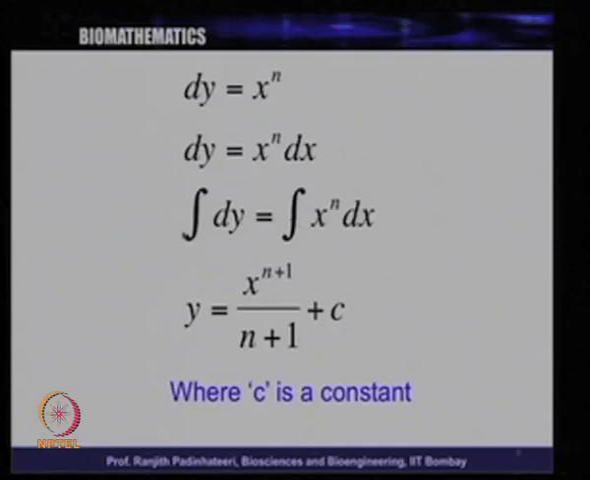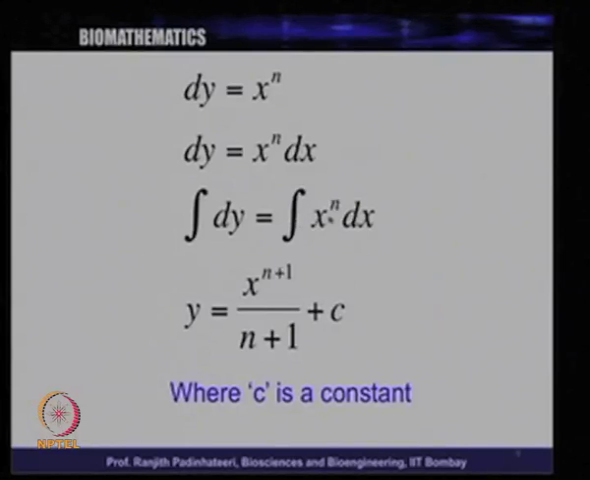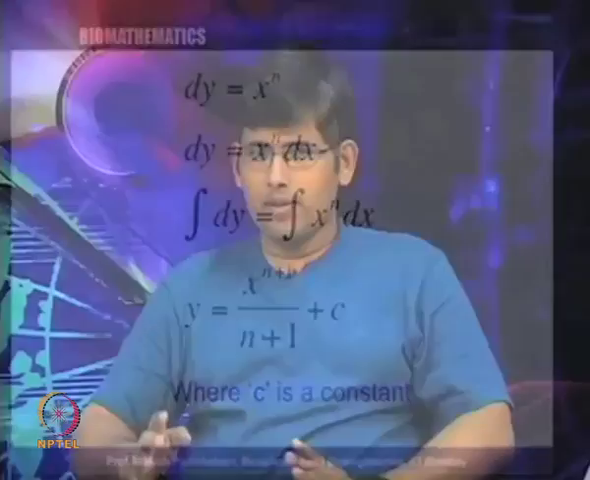Anytime you do such an integral, you have to add a constant, because you are only told about the slope, you have no idea about the y-intercept or anything. So, just slope alone will not give you the exact position of a curve, you need one more variable, and that variable is c. So, what you should understand from this slide is that the integral of x power n is x power n plus 1 by n plus 1.